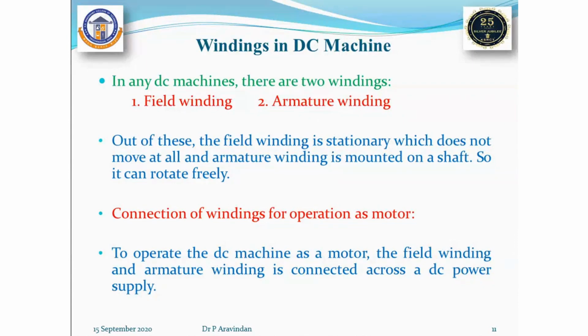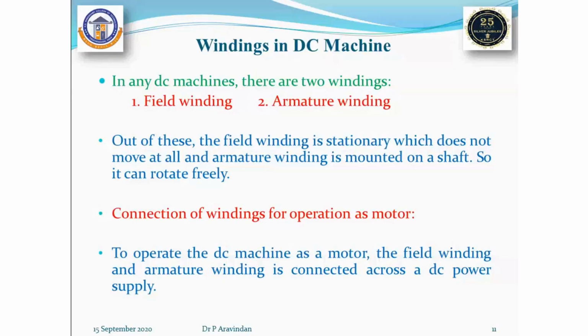Whatever construction you studied for the DC generator, the same thing you have to recall here. There is no little bit of difference. Even though, we are going to recall what we studied as the construction of a DC machine or a DC generator here also. For refreshing our construction, we are going to have some slides to understand the construction of a DC motor.